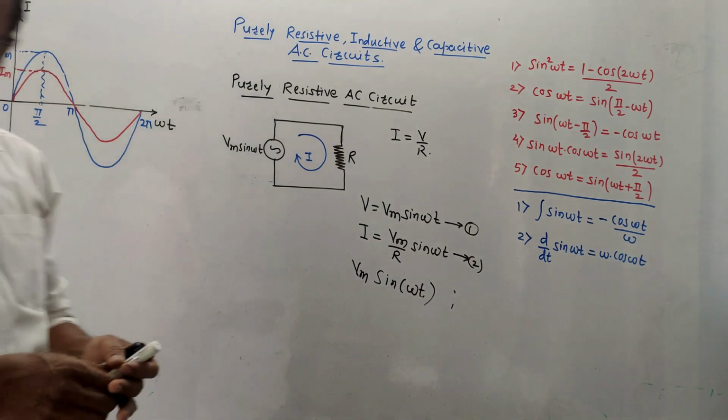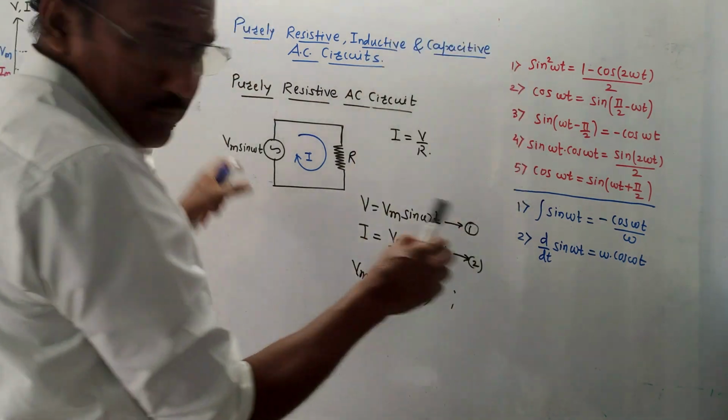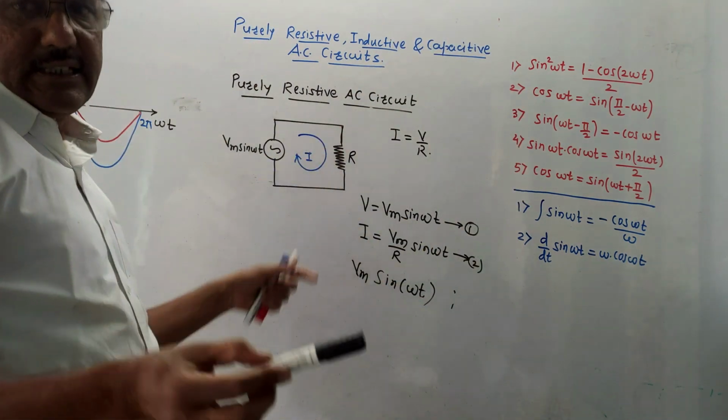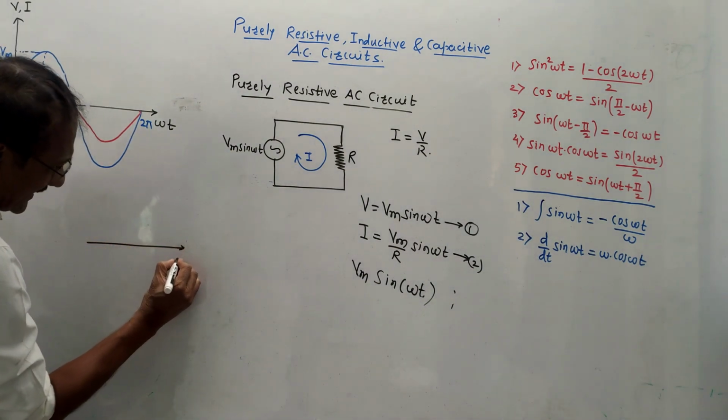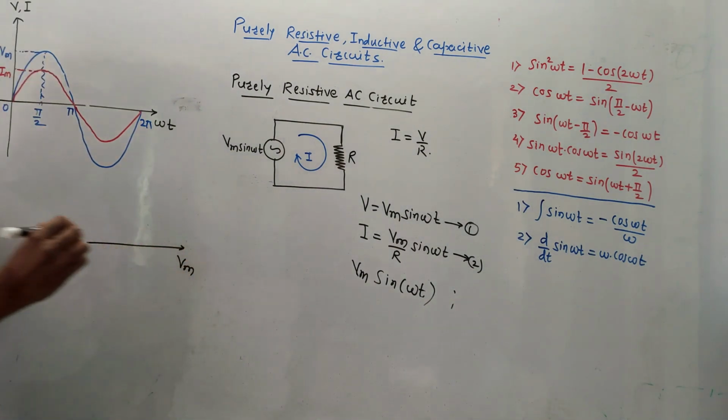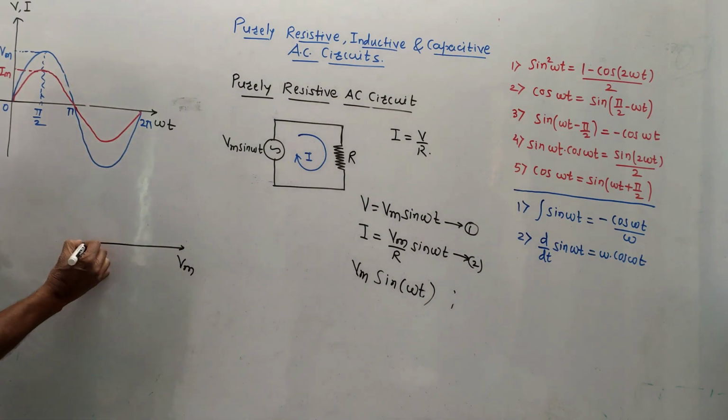Now how to draw the phasor diagram? As far as this chapter, single phase AC circuit, is concerned, every time take this horizontal axis as Vm, take this axis as the reference axis. This is the starting point.